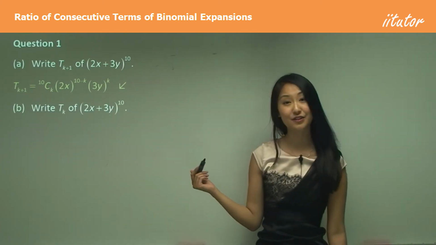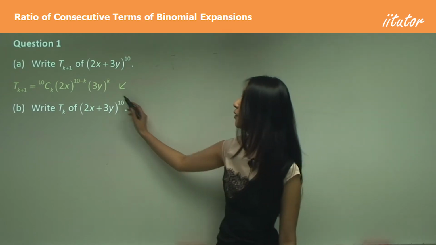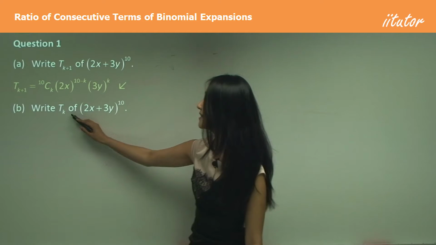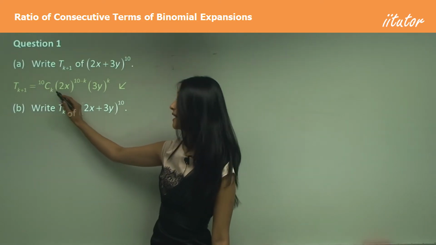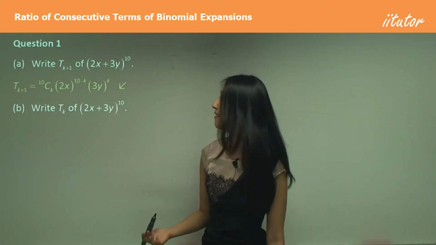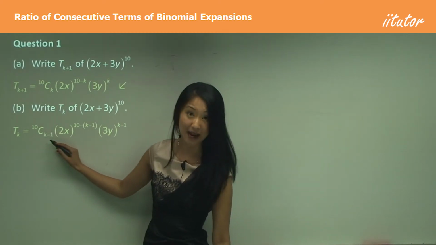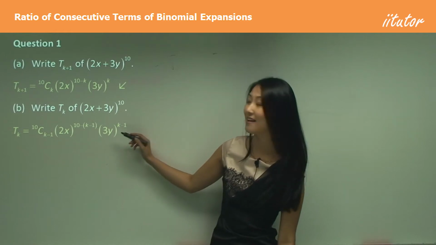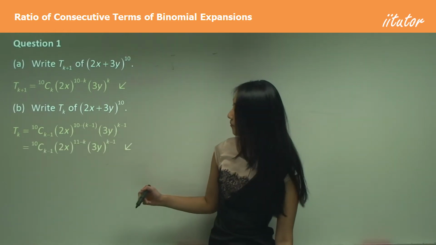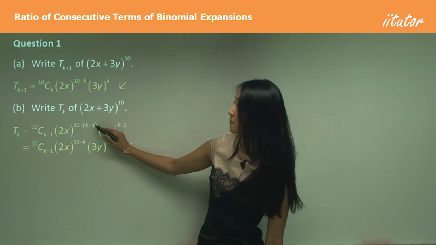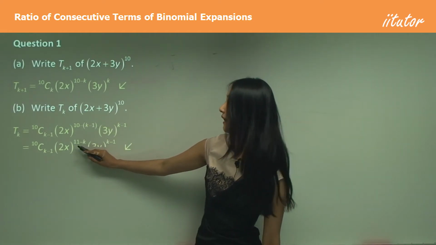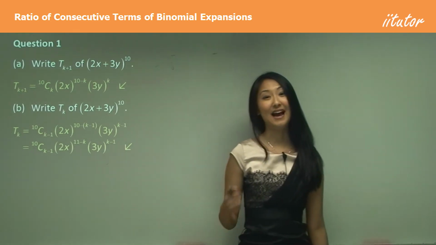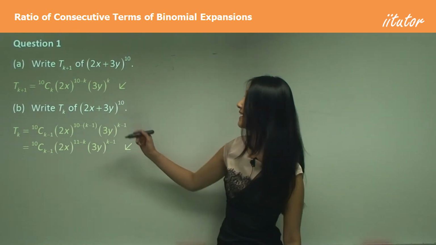And now write the term t k for this same expansion. So remember, the only difference here is that that's 1 less than that. So instead of k, we just have k minus 1. So this becomes 10 C k minus 1, and that becomes k minus 1, k minus 1. Let's just simplify that a little. And that 10 minus 1, so that becomes 11 minus k essentially. All right, so now we worked out the general term as well as t k.